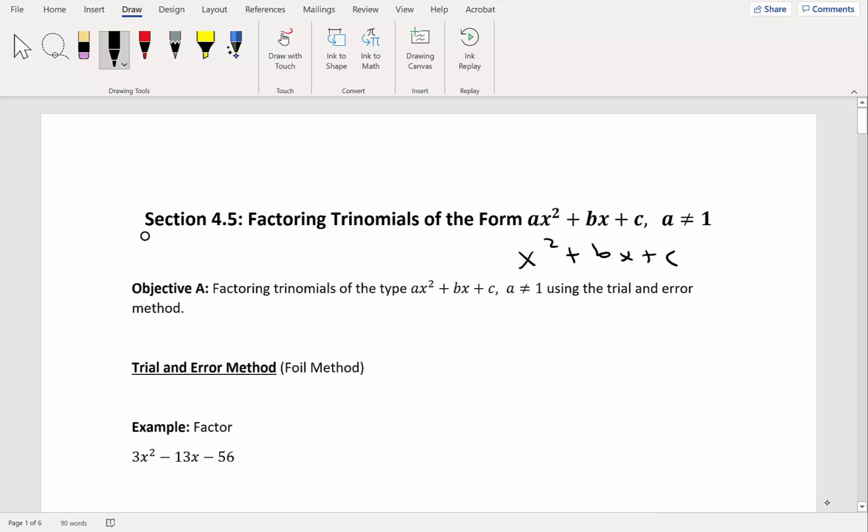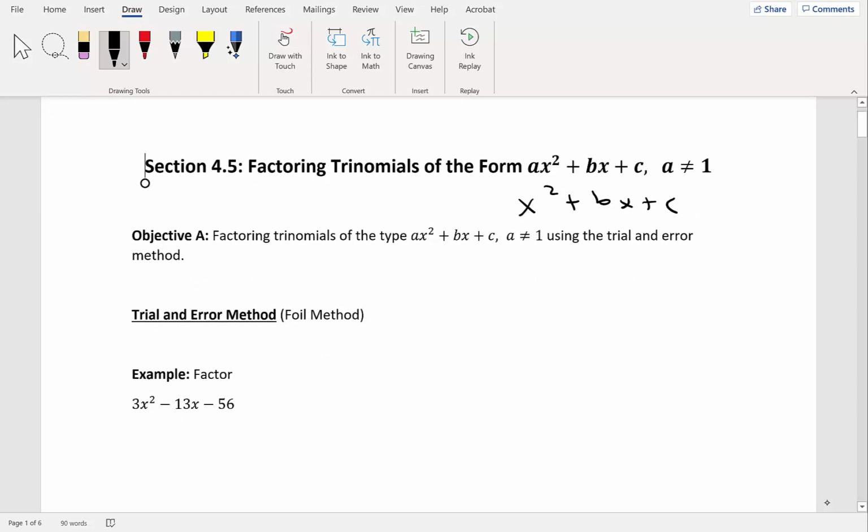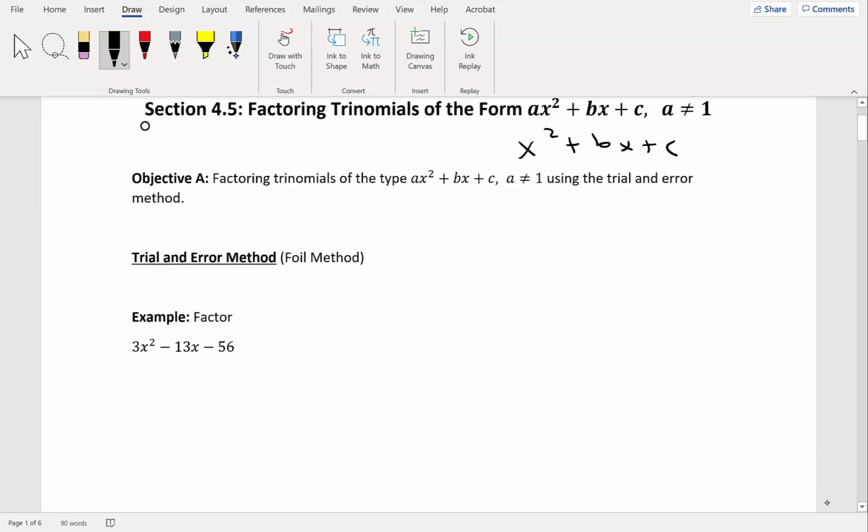So we have two methods for factoring these types of trinomials. The first method we're going to take a look at is called the trial and error method, also known as the FOIL method. In reality, what we're doing here is guessing and checking. But we have certain terms to guess and then check. So let's take a look at this first example. We know that trinomials, when we factor them out, it's going to be in the form of some binomial times some other binomial. When I multiply my first two terms together, it has to give me 3x squared.